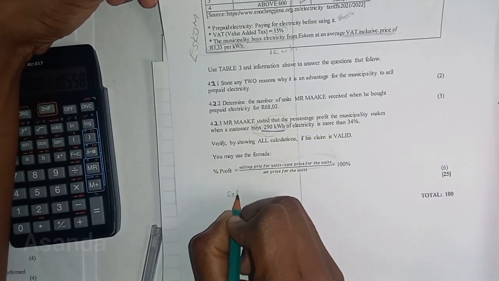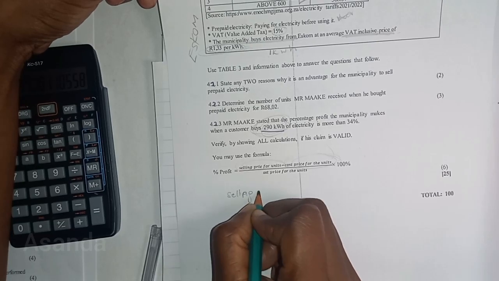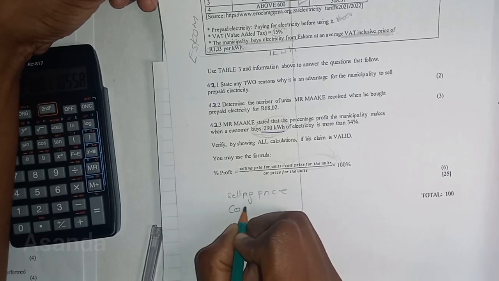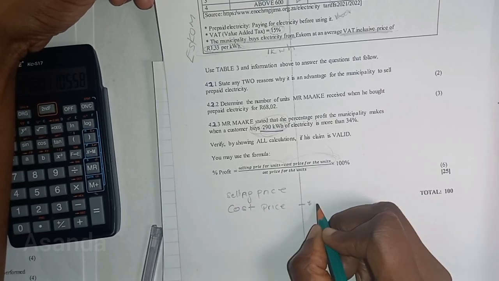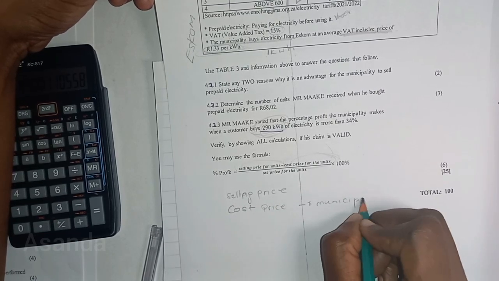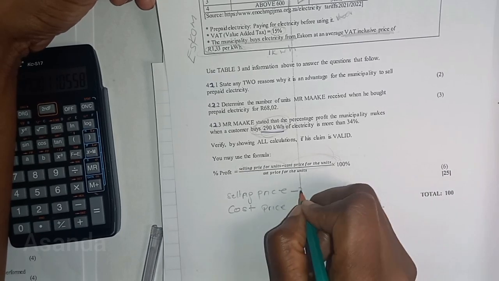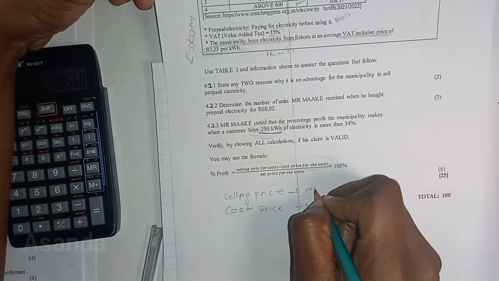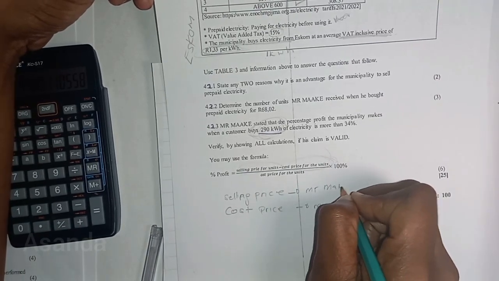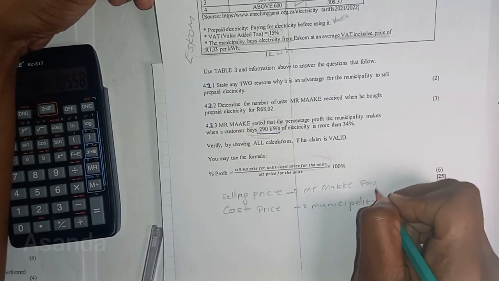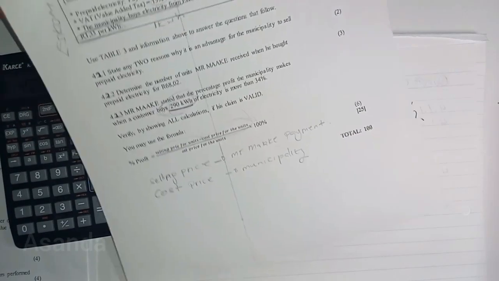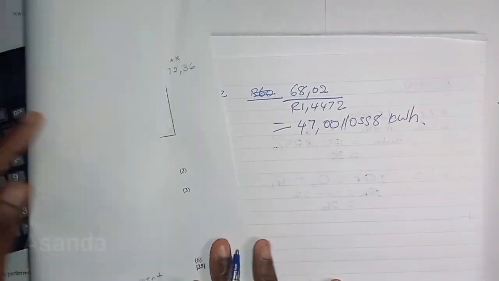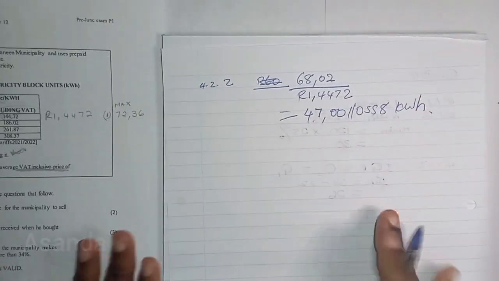And then we're going to do that. So we need the selling price, and we also need the cost price. The cost price is the one for the municipality buying from Eskom. That's the municipality. And then the selling price, they sell it to who? To Mr. Make. So that is Mr. Make's payment, the money he paid for the electricity when he bought it, right? Okay, so let's find Mr. Make's cost first, the amount for Mr. Make.